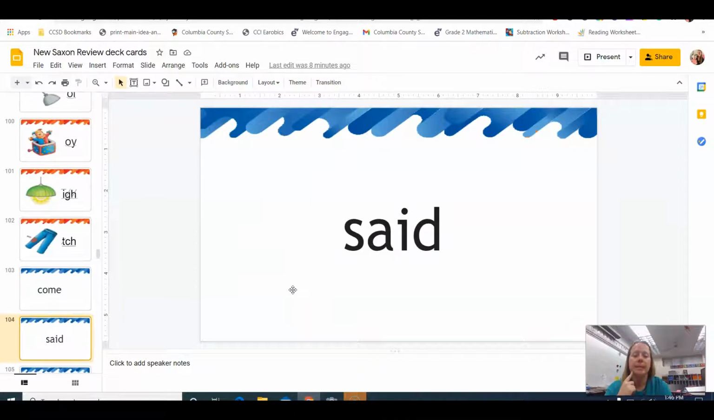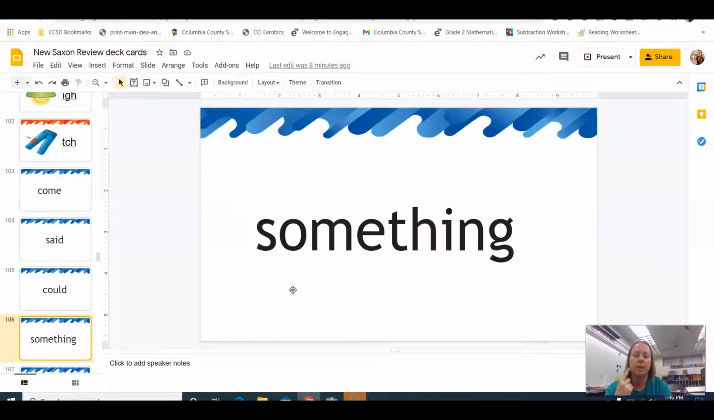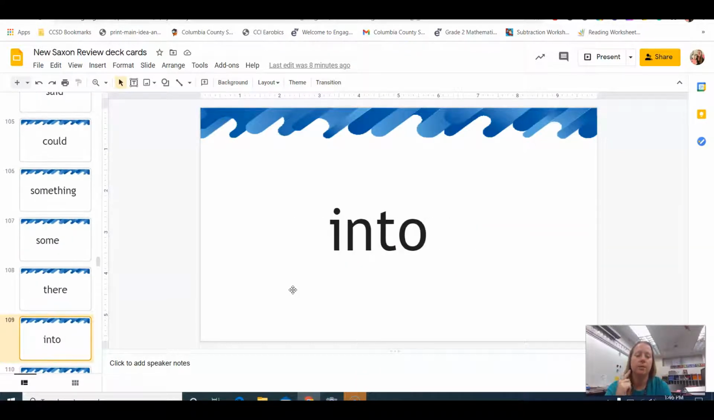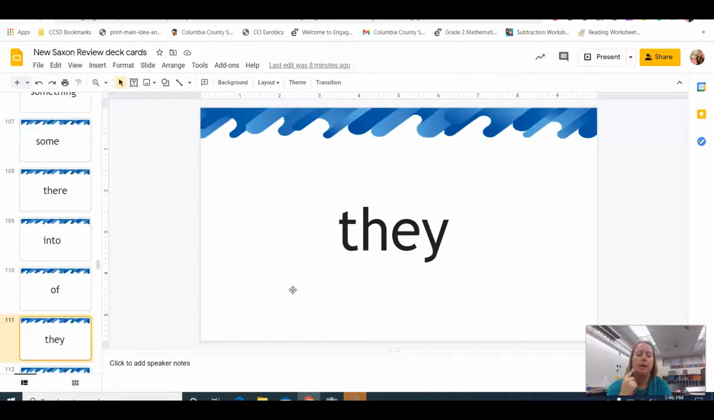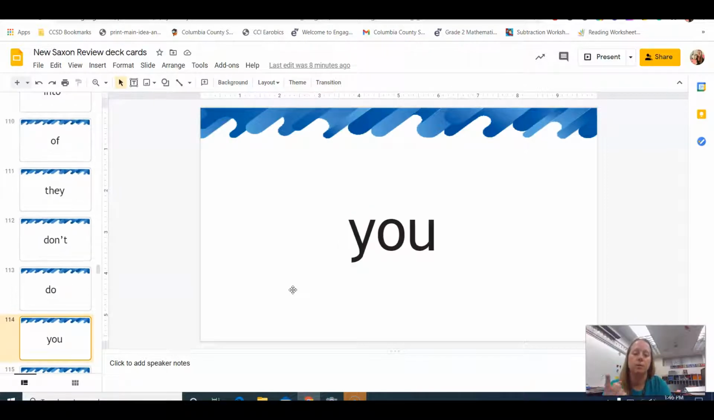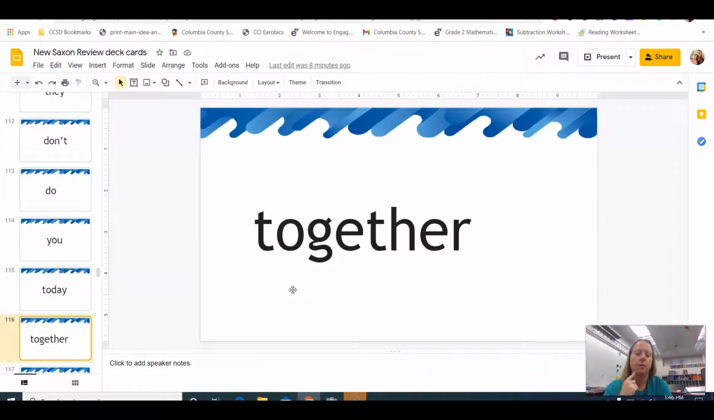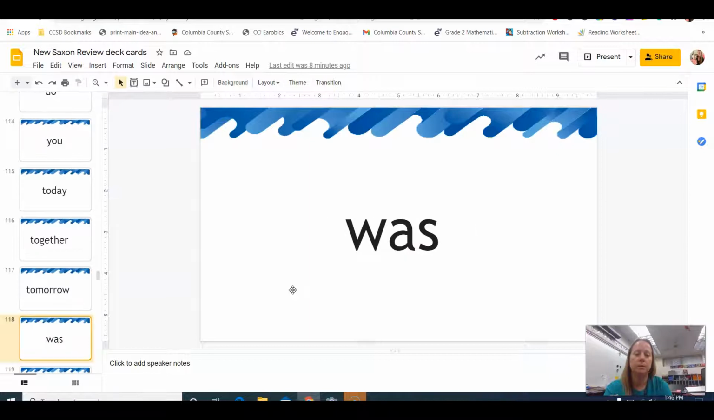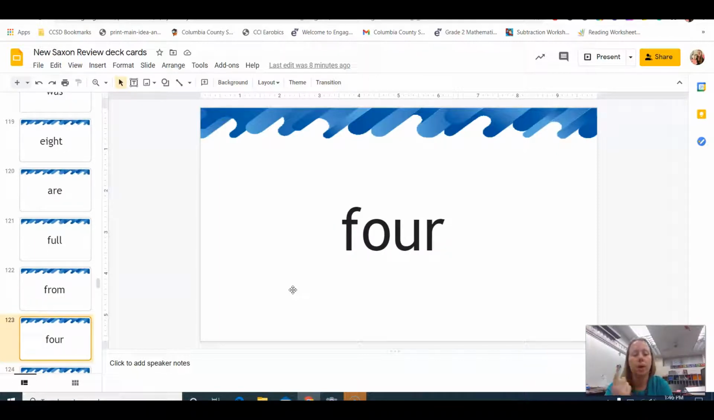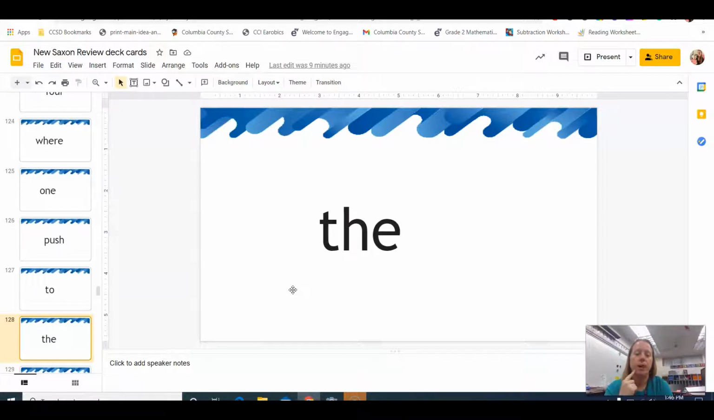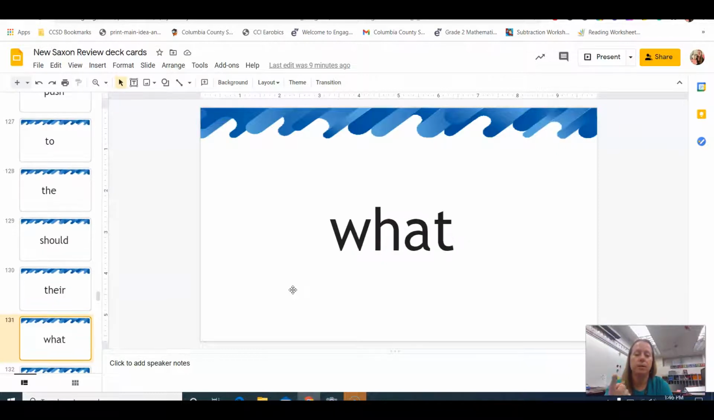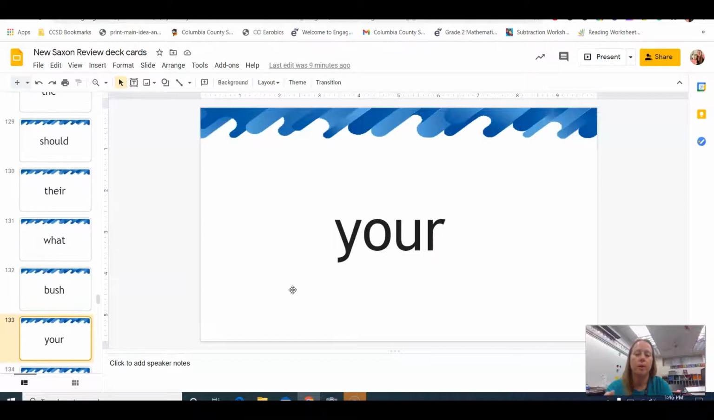Sight words: come, said, could, something, some, there, into, of, a, don't, do, you, today, together, tomorrow, was, eight, are, full, from, for, where, one, push, two, the, should, there, what, bush, your, won't, would, have, want, were, who.